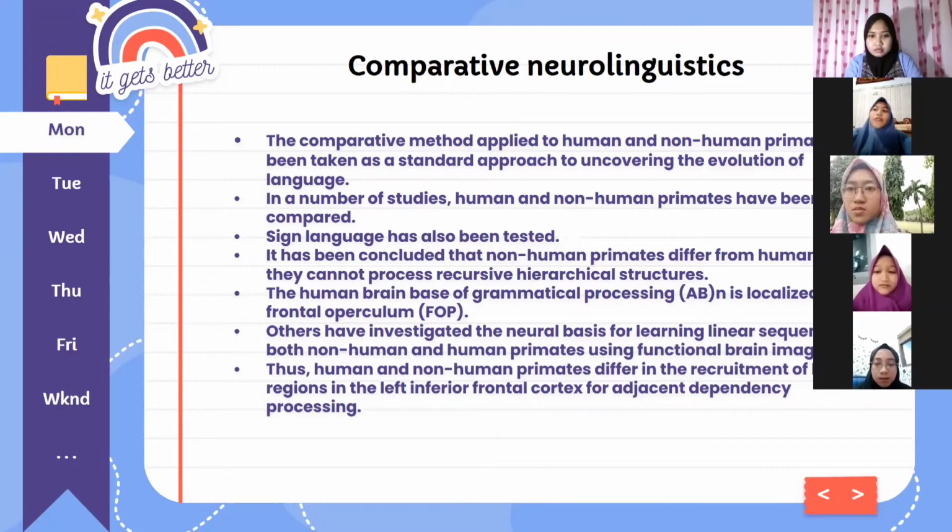Brain activation resulting from the comparison of correct versus incorrect linear sequences reveals that the violation effect differs in humans and macaques in interesting ways. For humans, violation effects were found in the ventral frontal cortex, namely the frontal operculum, but not in Broca's area. Macaques, in contrast, showed neural activation in the homologue of Broca's area for simple sequence violations. Humans and non-human primates differ in the recruitment of brain regions in the left inferior frontal cortex for adjacent dependency processing.